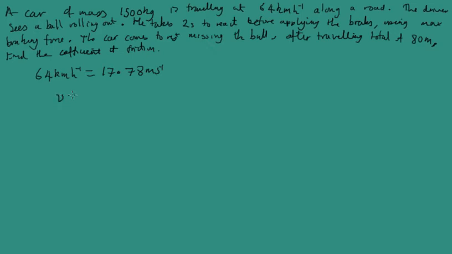Now, it takes him two seconds for his brain's normal reactions to apply the brakes. So we're going to use velocity as distance over time to find the distance that he travels between seeing the ball and when he starts to put the brakes on. So that is going to be the velocity times the time, so it's 17.78 times 2, and that gives us a distance of 35.56 meters.